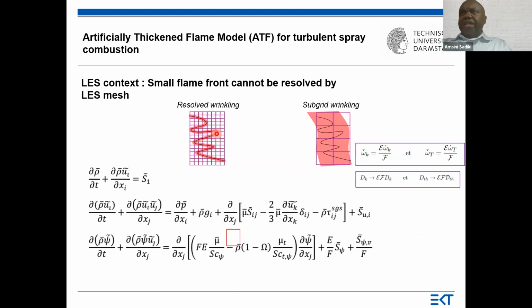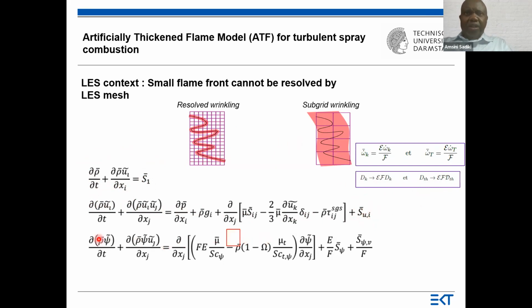To summarize, if we do this, we thicken the flame and reduce the wrinkling, so we have to introduce a correction, and this is this correction here, which allows us to get the previous reality. In our equations, in the continuity equation we have the source term. In the momentum equation, we have no modification. We have the source term due to the two-phase flow.